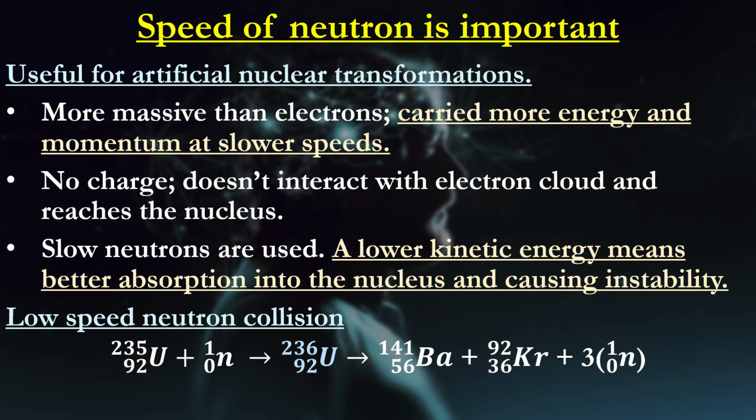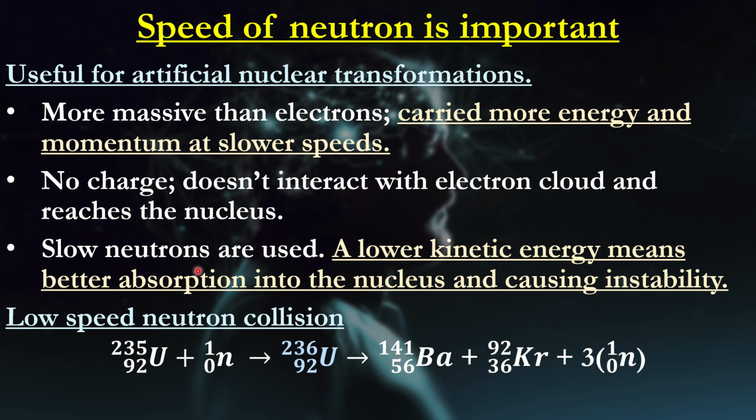Firstly, we need to talk about why specifically we're using neutrons in this. Neutrons carry more energy and momentum at a slower speed because a neutron is more massive than an electron. It has no charge, so it doesn't interact with any electron cloud, so it can be easily absorbed by the nucleus.